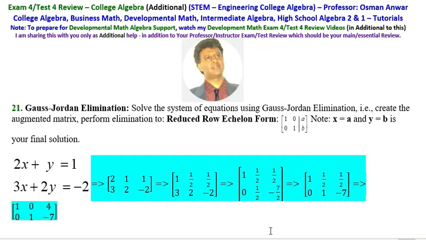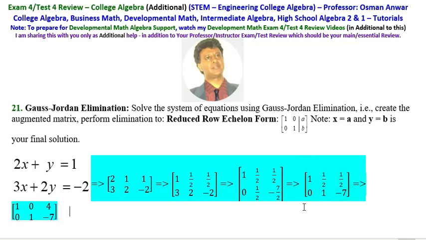Then we're going to change this to 0. To change this to 0, you're going to keep row number 2 as it is, 0, 1, minus 7. Then you're going to change this to 0. So you're going to multiply row number 2 by minus half and add it to row number 1. So this is 0, 1, minus 7.